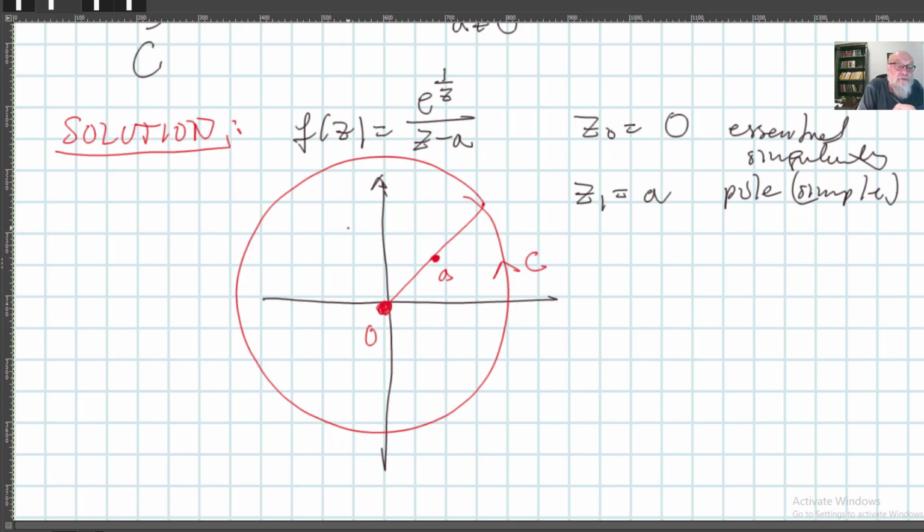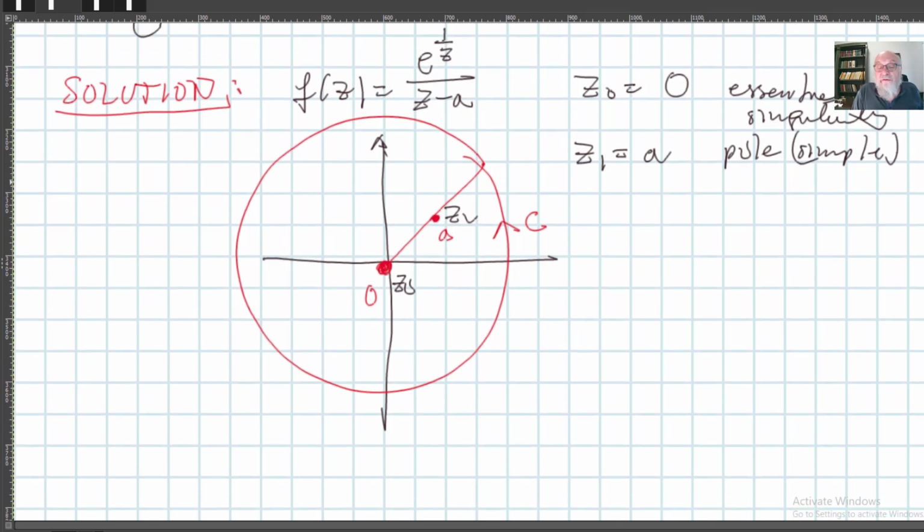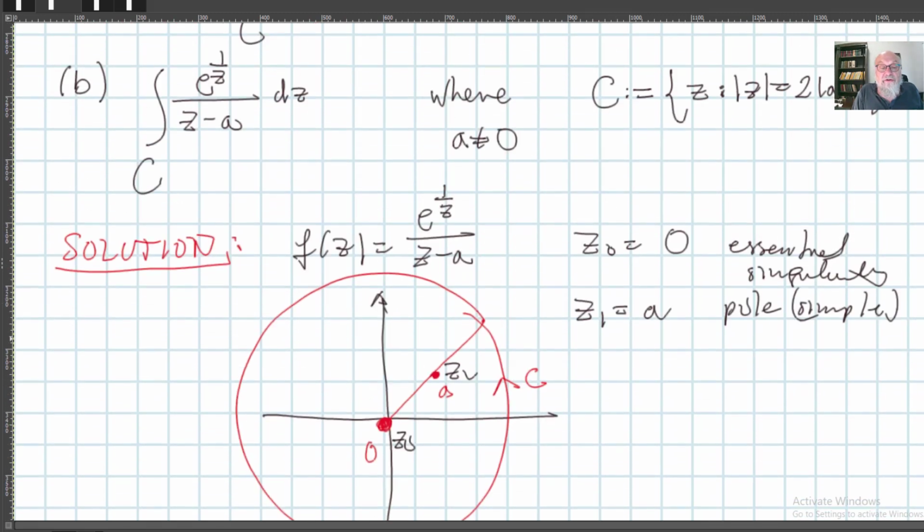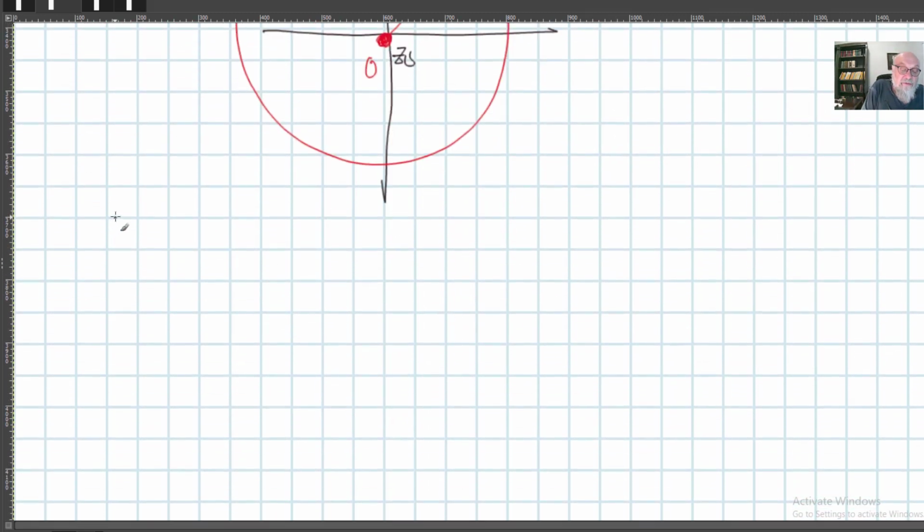So we have here two singular points. This one is z0, this one is z1. All of them are inside. So that tells you that yes, you can use the residue at infinity for this computation of this integral, and that's what we are going to do.